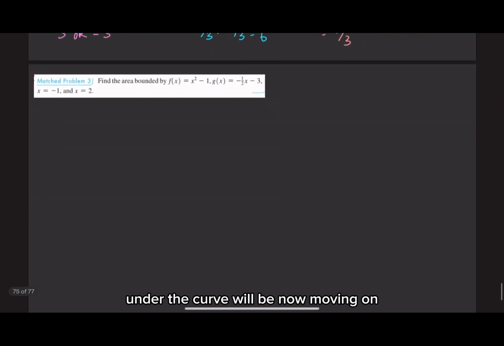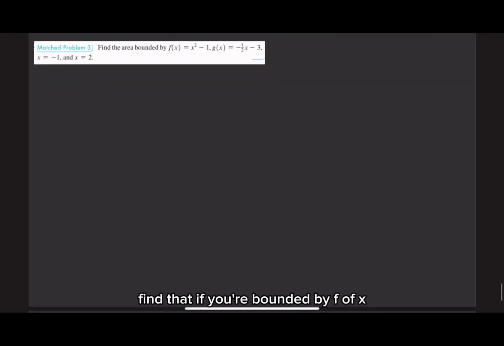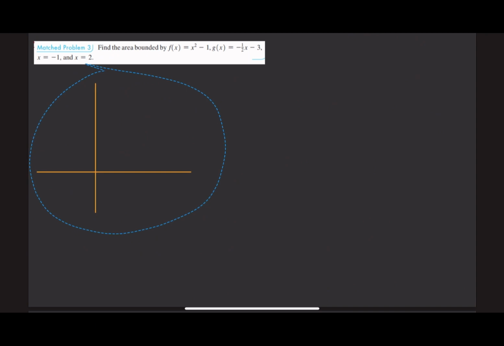Now, moving on. Find the area bounded by f of x equal to x squared minus 1, g of x equal to negative half of x minus 3, x equals negative 1 and x equals negative 2. What we want to do is to draw out the graph first, and always let us draw the graph first. Label this as y, label this as x. f of x equals x squared minus 1.